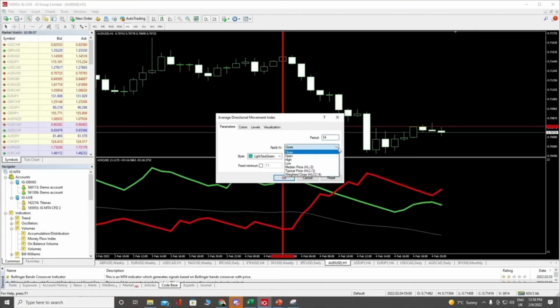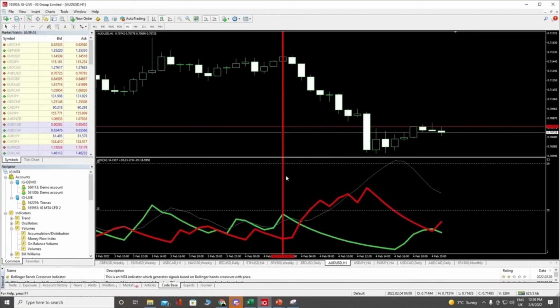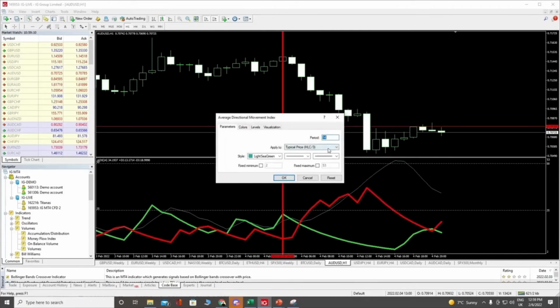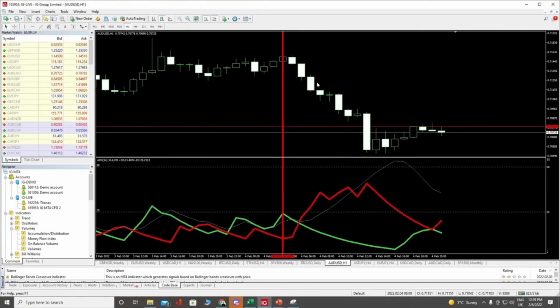Here it is applied to the close. You can use any single value. You can use the typical price, and you see that the direction of the indicator changes completely. So the major levels, let's say, that you need to pay attention to are this 25, 50 and 70.